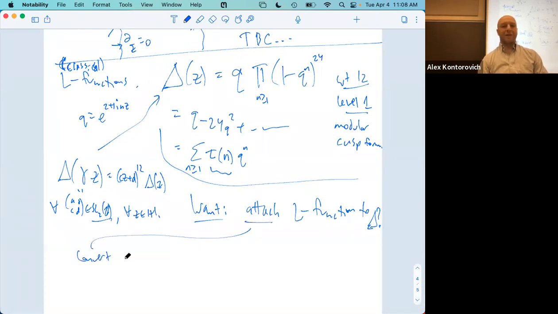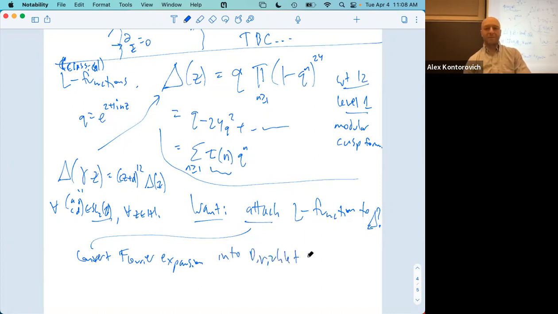convert some kind of Fourier expansion. That's right. We want functional equation, analytic continuation, Euler product. Convert Fourier expansion into a Dirichlet series. Does this mean you can't do number theory if you don't have an Euler product?